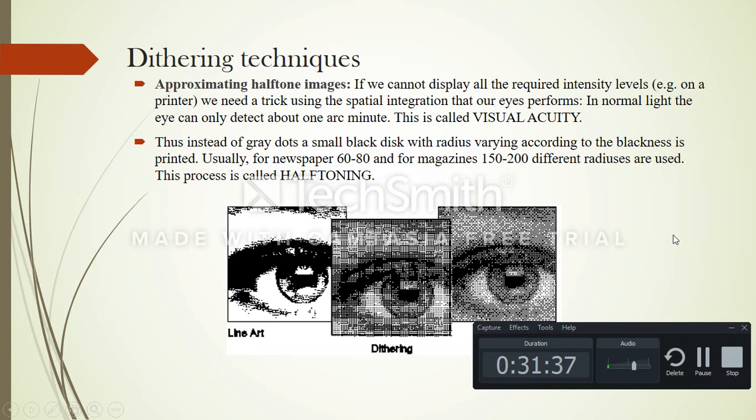Approximating halftone images. If we cannot display all the required intensity levels, we need a trick using the spatial integration that our eyes perform. In normal light, the eye can only detect about 1 arc minute. This is called visual acuity. Thus, instead of a gray dot, a small black disc with radius varying according to the blackness is printed. Usually for newspapers, 60 to 80 per inch, and for magazines, 150 to 200 per inch are used. This process is called halftoning.